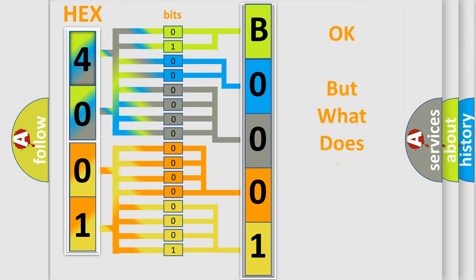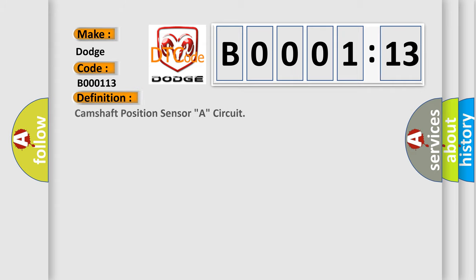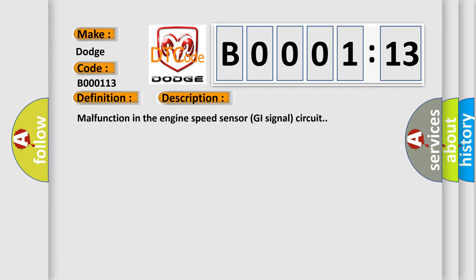The number itself does not make sense to us if we cannot assign information to what it actually expresses. So, what does the diagnostic trouble code B0001-13 interpret specifically for Dodge car manufacturers? The basic definition is camshaft position sensor A circuit. And now this is a short description of this DTC code: malfunction in the engine speed sensor GI signal circuit.